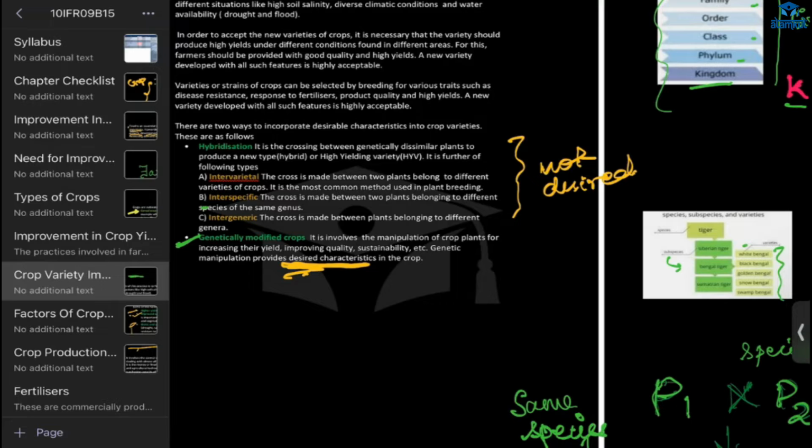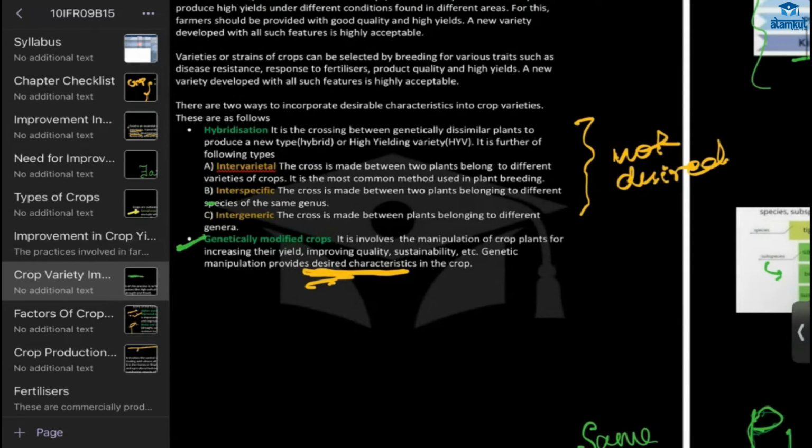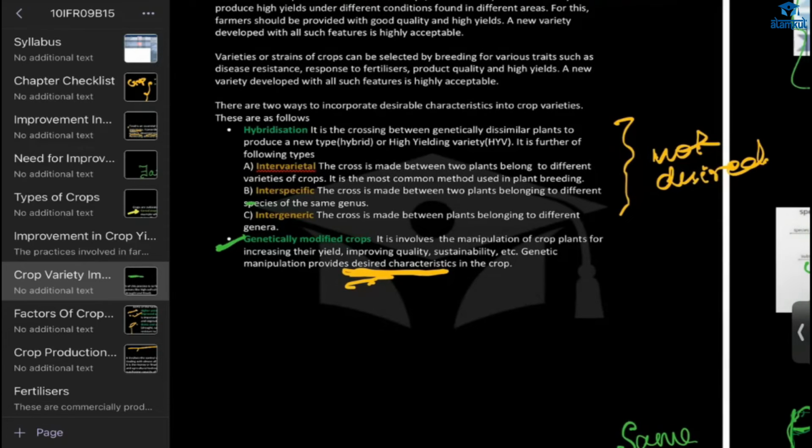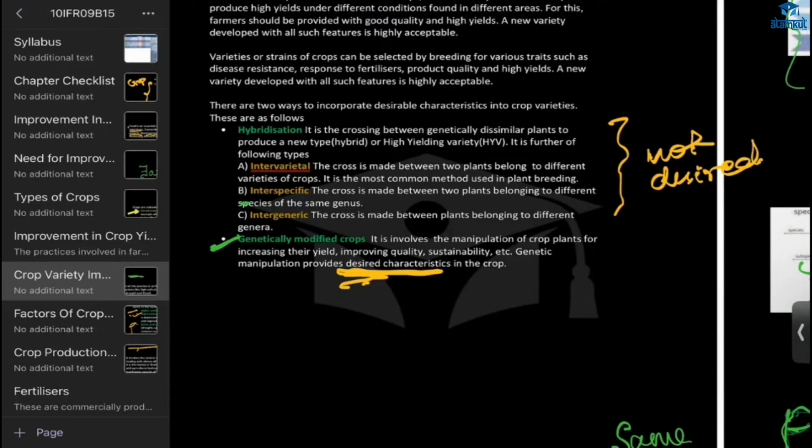So in intervarietal, we take two varieties. One variety is crossed with another variety. The crop which we get from that is called intervarietal hybridization. Then interspecific, the cross is made between two different species. Next, intergeneric. Here the cross is made between plants belonging to different genera.